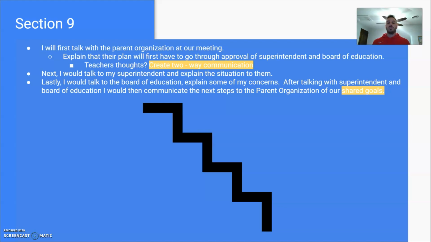Lastly, I would talk to the Board of Education and explain some of my concerns. And again, hopefully the superintendent and Board of Education would have some thoughts on the idea of this new parent organization. So that way it wouldn't just be one person making a decision on this organization, and more people get involved in the process. And then I would communicate what the board and superintendent say to the parent organization.